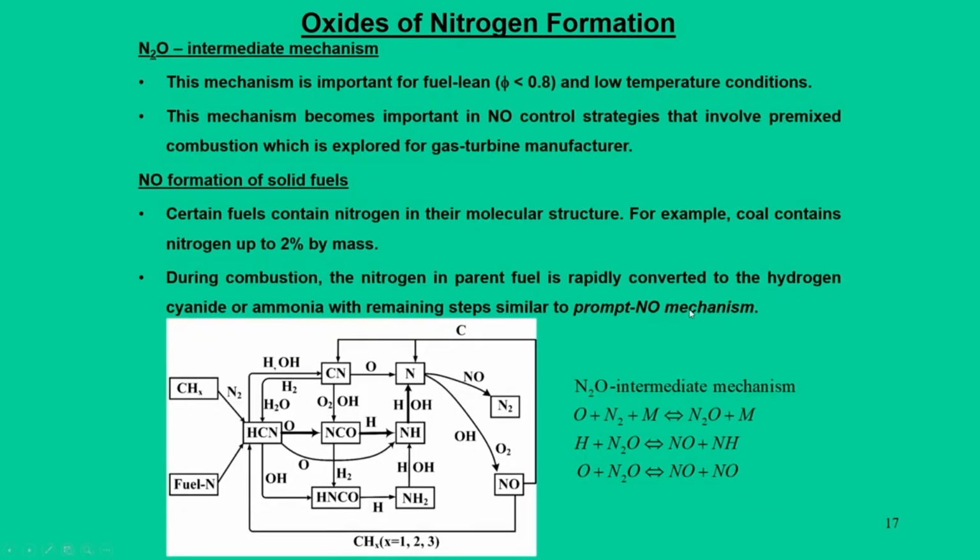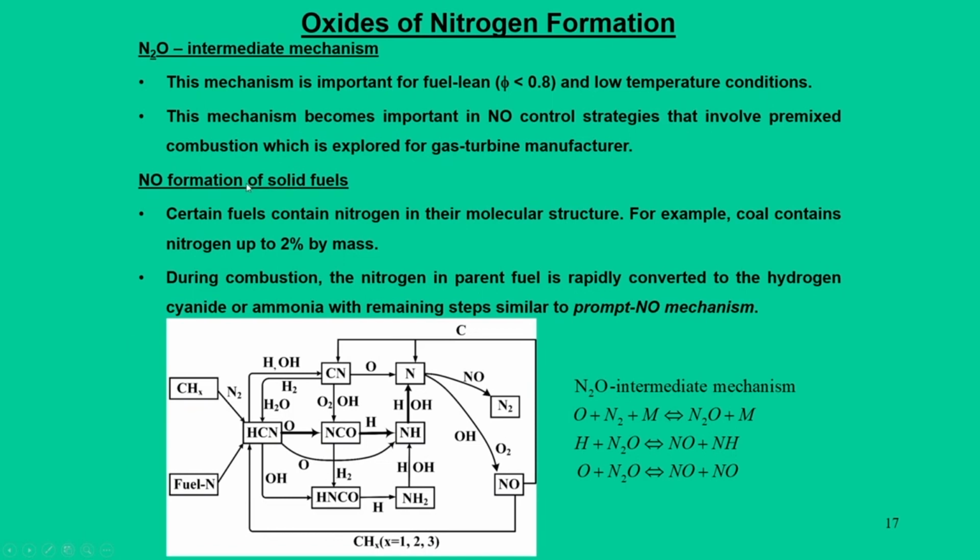Now, moving further, in the third category we have the N2O intermediate mechanism, where O plus N2 gives N2O plus a third body, and then this N2O can react with hydrogen to form NO plus NH, and O plus N2O can also give NO plus NO. This typical situation happens under fuel lean conditions at low temperature.